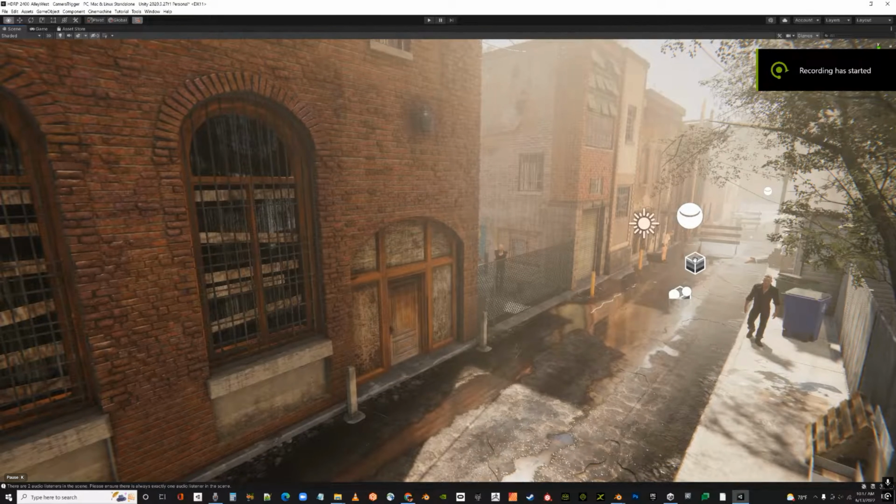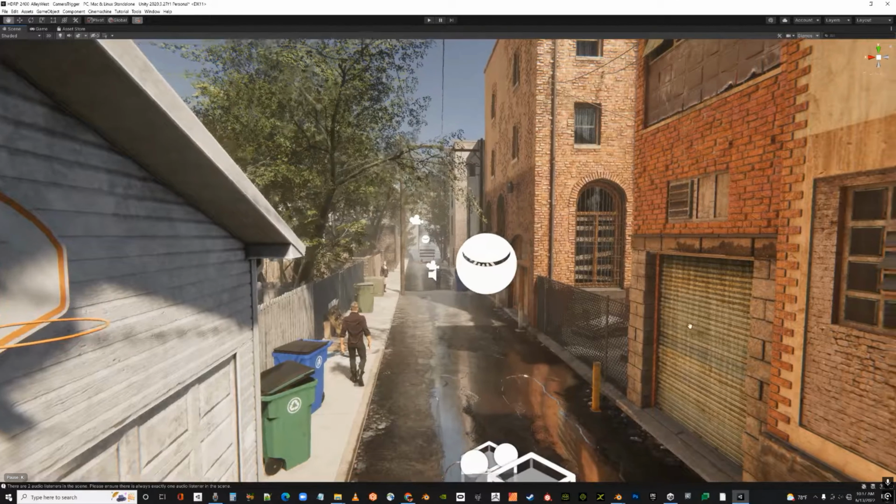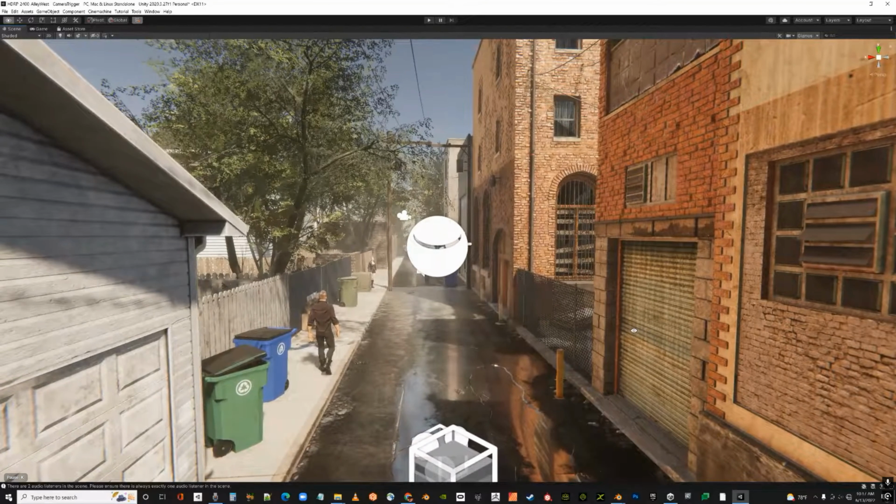Okay, you are looking at Alley West Street. A little different today because we have it during the daytime. We are going to look at some of Unity's built-in features to do cutscenes and cinematics and vignettes and all that sort of stuff. Why do we want to do that?